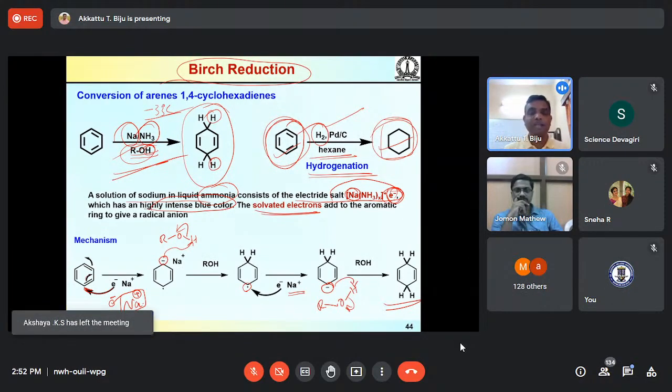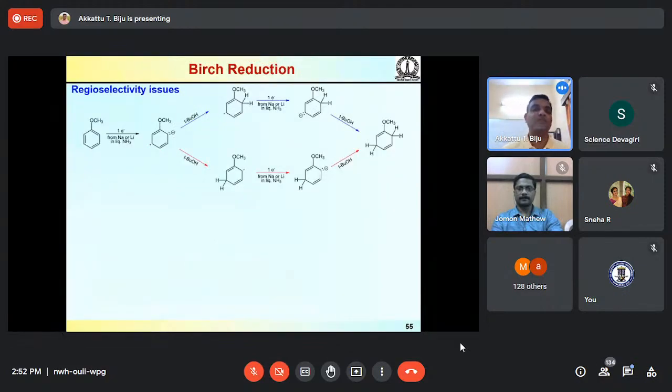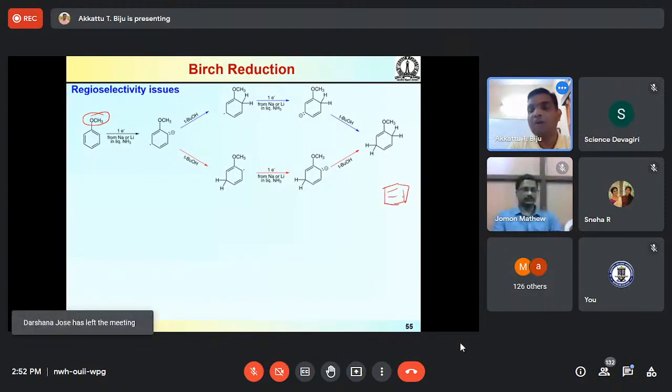So everything works fine as long as you have no substituent in the benzene ring, because the ring is very symmetric in nature. However, the important aspect of this Birch reduction, this is something very frequently asked in CSIR and GATE exams, is the regioselectivity. So if you have a benzene ring with an electron releasing group, for example anisole, and you do a Birch reduction on anisole, what will be the product?